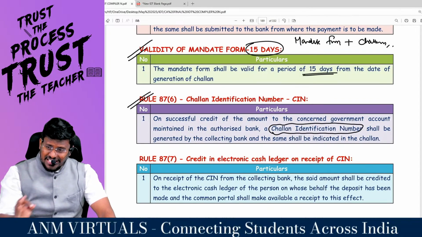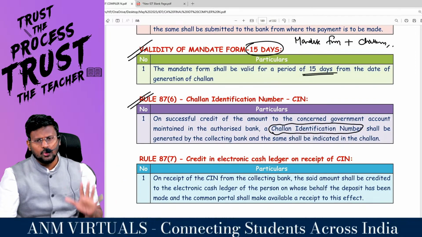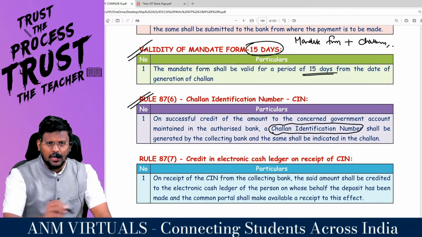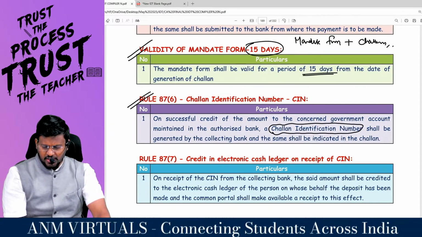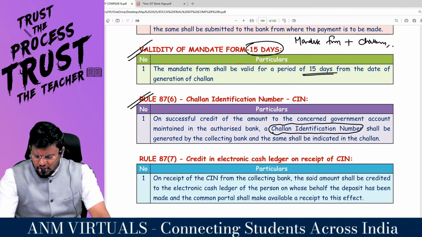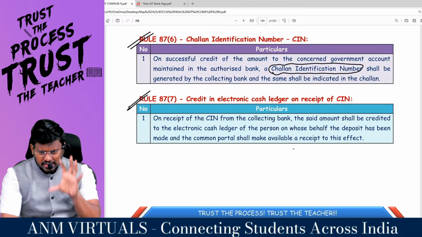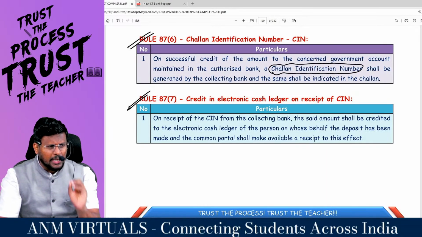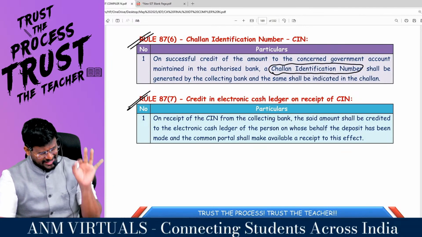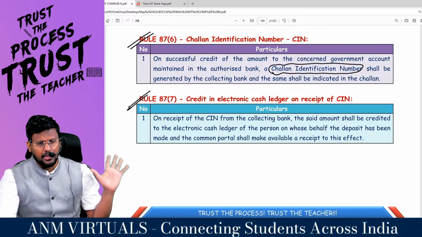So once the amount has been successfully credited to the electronic cash ledger, my dear lovable students, successful credit of amount to the concerned government account maintained in the authorized bank. Challan identification number shall be generated by the collecting bank, and the same shall be indicated in the Challan. Rule number 87, sub rule 7. With regard to these sub rules, please don't remember sub rule 6, sub rule 7 and all. If you are able to remember that rule number 87 is for electronic cash ledger, that itself is more than enough.